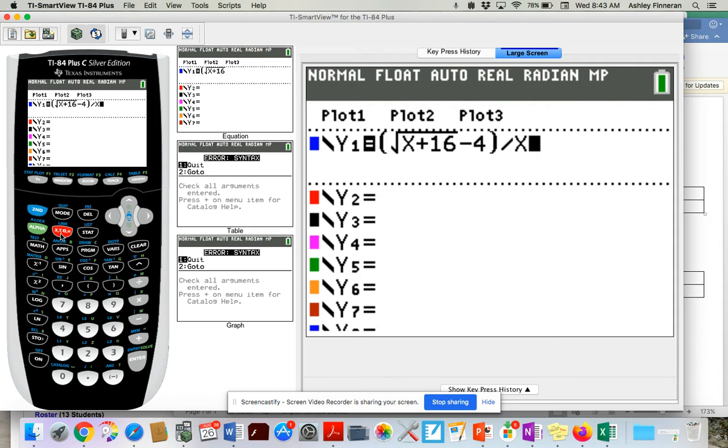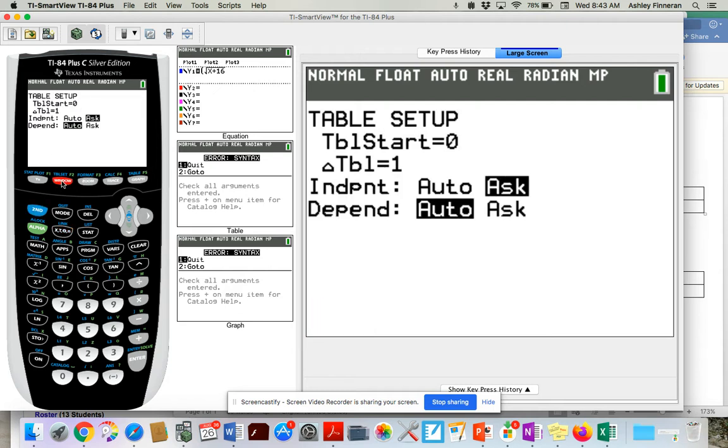Now what I'm actually going to be using is my table, and so I'm going to set my table up how I like it. And I would recommend that you set your table up the same way. Your independent variable is your x variable, or your x is your input. And we want to be able to type whatever input we want into our table. And so we need to change our independent variable so that it says ask. So that way you can ask the calculator to calculate y values. So if you put in an x value, it will then automatically calculate your y values. So this is how your table setup should be.